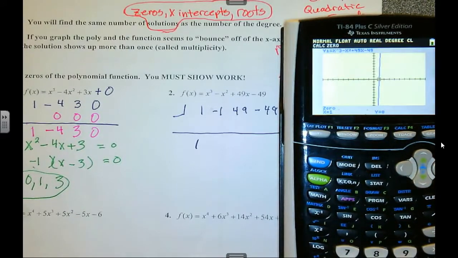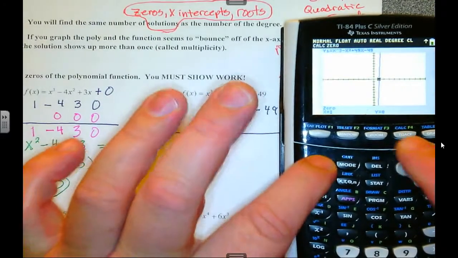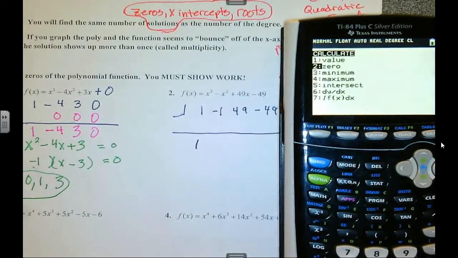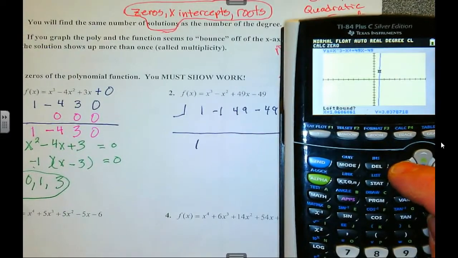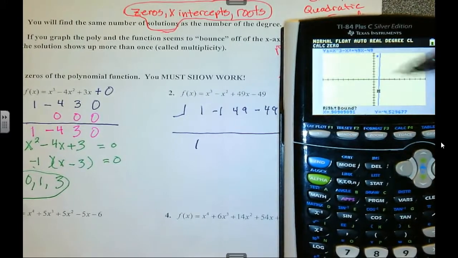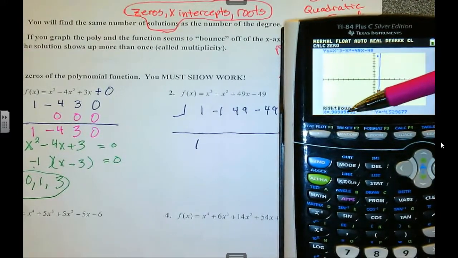Okay, so hit second trace. You're finding the zeros to the polynomial, or solutions or roots or x-intercepts, right? So I'm going to hit enter. Now, I'm going to do a left bound. Enter. Well, look where your x is, okay? Your x should be around 0.9 for your left bound, okay?